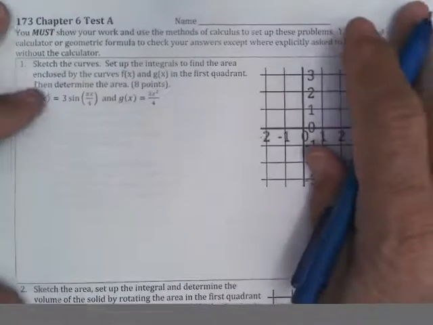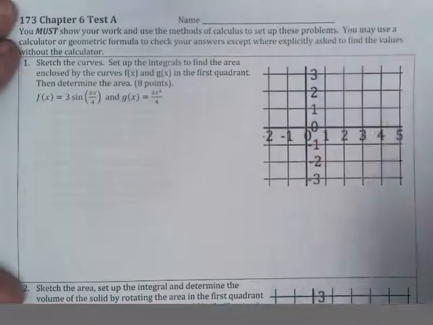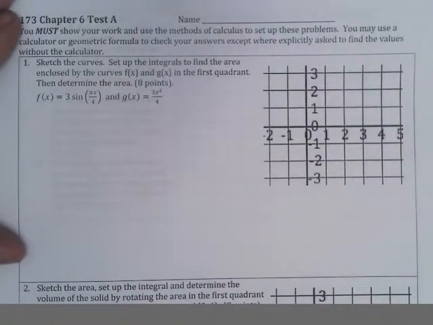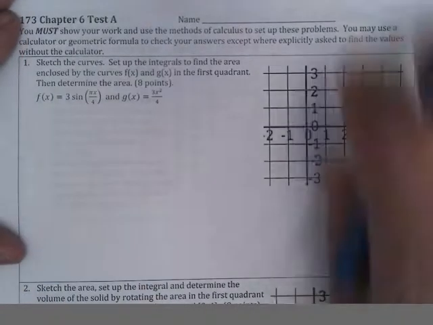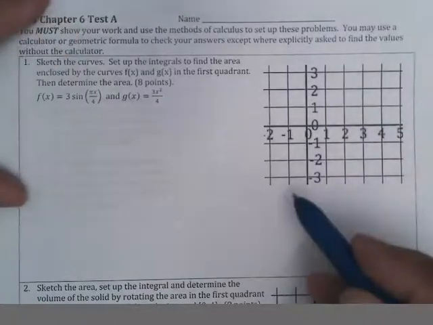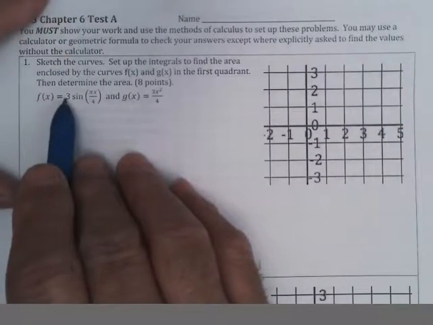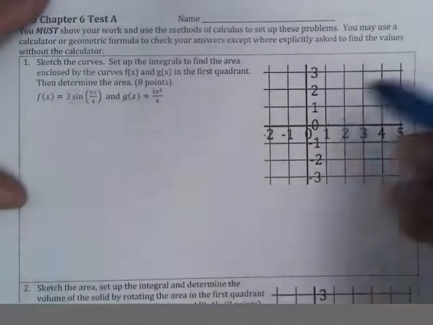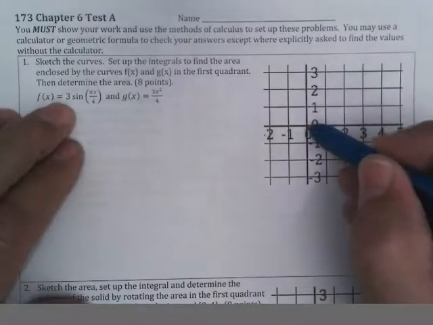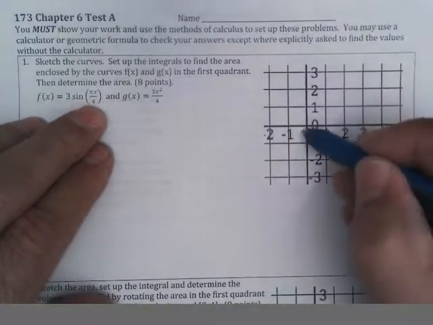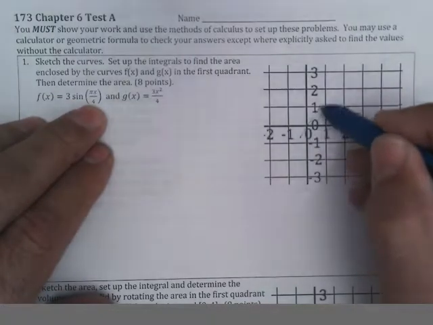Okay, Chapter 6 test. I had two different forms. They're almost identical, only slightly different, but I'll do A here, and if I have time, I'll do B. Okay, so on A, it's 3 and 3. If you graph the sine, you'll see that it will go up to 3 by the time you get to 2.